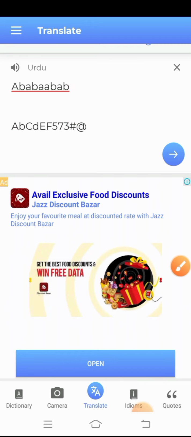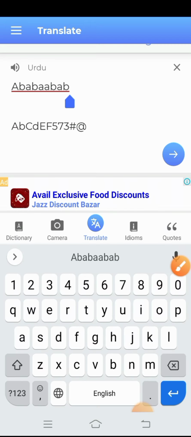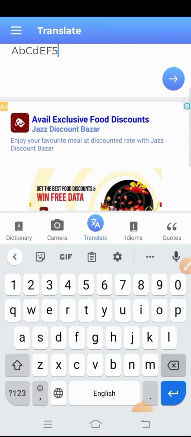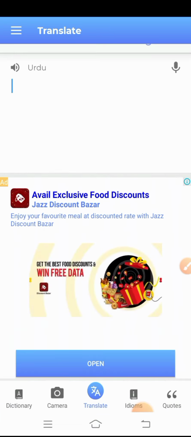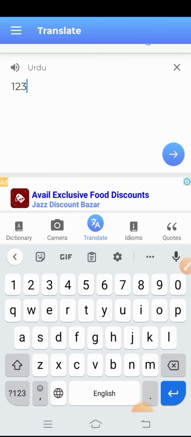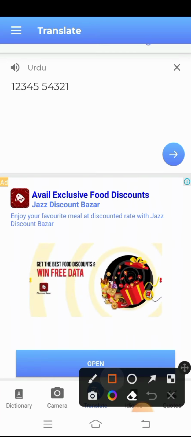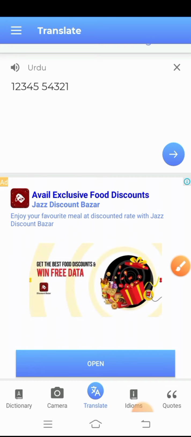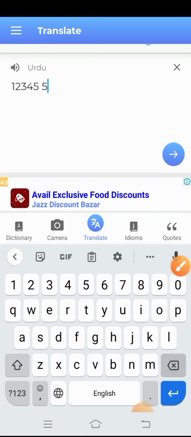Sometimes you will type the password like this, and again you will type the password like this. You can see here 1 2 3 4 5, and then you type the password 5 4 3 2 1. This type of password is not acceptable. This type of password is not acceptable. So you have to type a more difficult password.